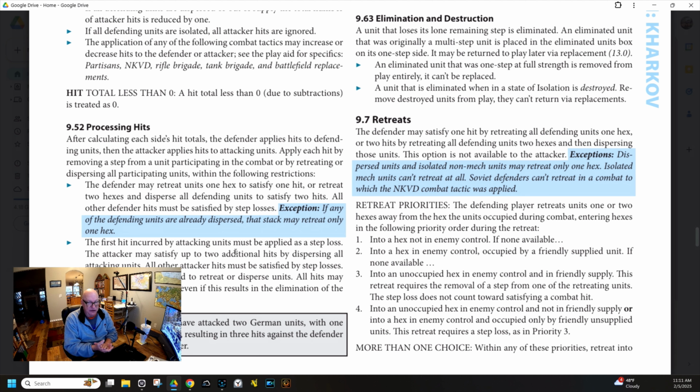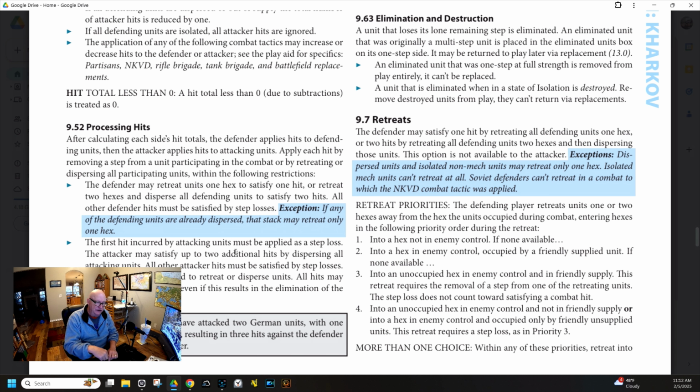Processing hits. After calculating each side's hit totals, the defender applies hits to defending units. Then the attacker applies hits to attacking units. So defenders take their hits, then the attackers take their hits. Apply each hit by removing a step from a unit participating in the combat, or by retreating or dispersing all participating units within the following restrictions. The defender may retreat units 1 hex to satisfy 1 hit, or retreat 2 hexes and disperse all defending units to satisfy 2 hits.